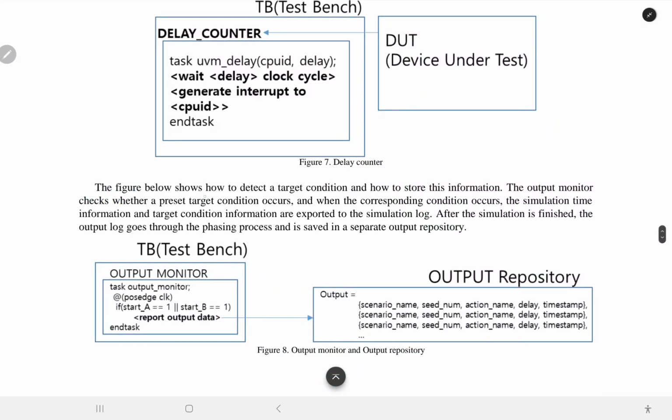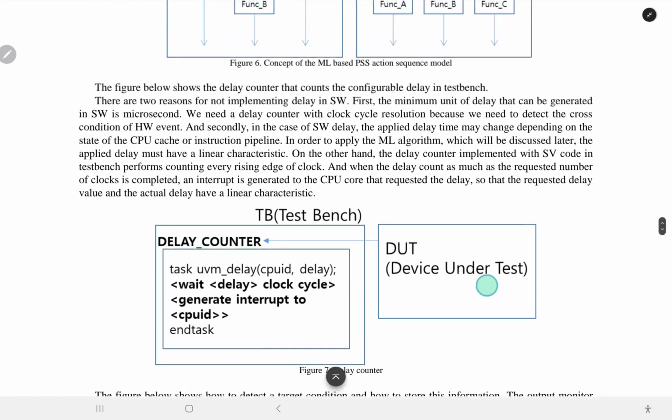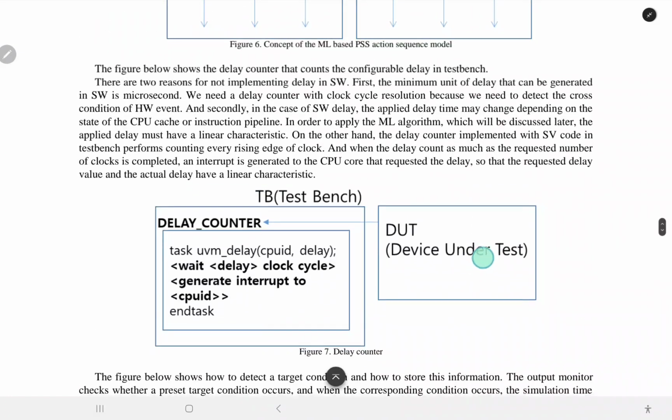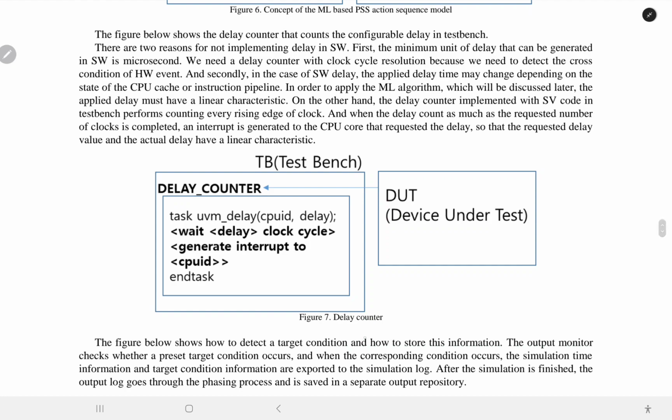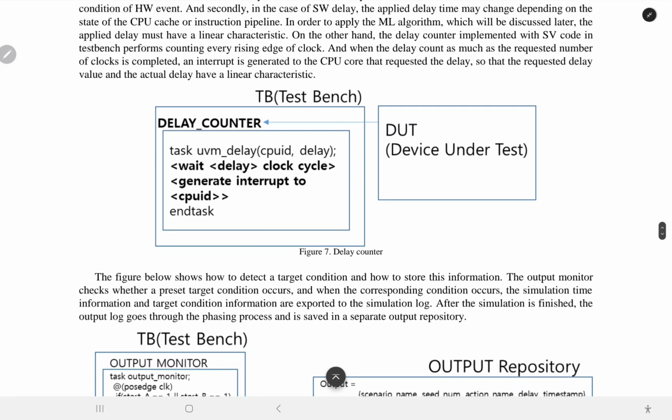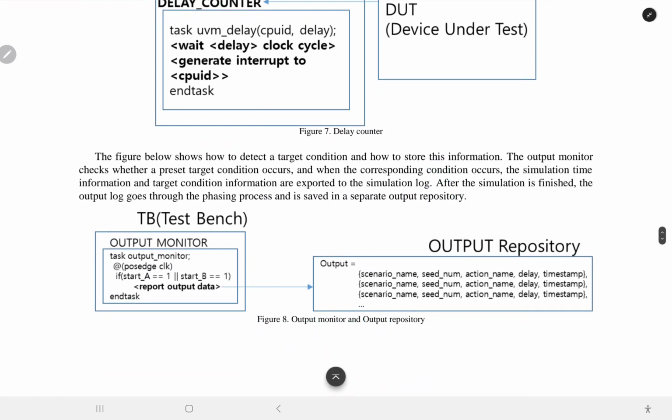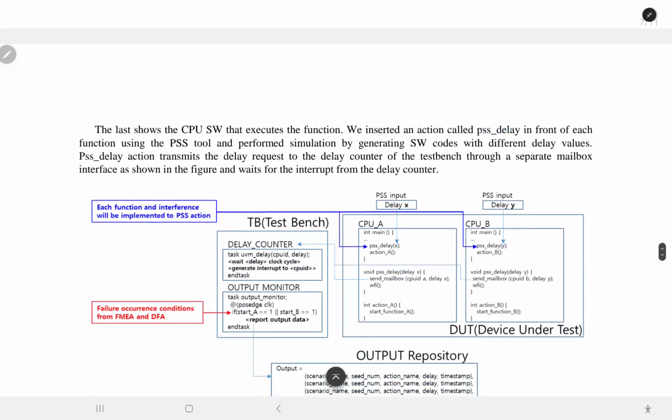And the figure below shows how to detect the target condition and how to store the information. The output monitor checks whether a preset target condition occurs and a corresponding condition occurs. The simulation time information and target condition information is exported to a simulation log. After the simulation is finished, the output log goes through the parsing process and is saved in a separate output repository. Figure 8 is the output monitor and output repository.